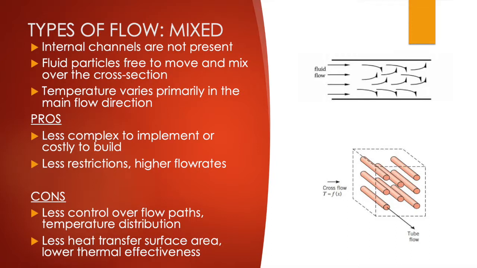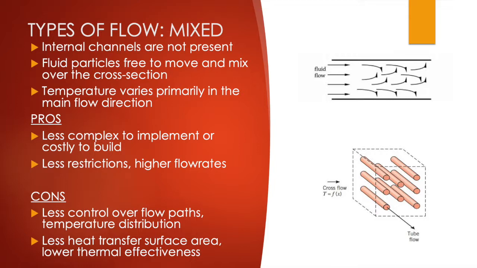Next, let's talk about types of flow in a cross-flow heat exchanger. First, we have mixed flow. The primary characteristic of a mixed flow type is the absence of internal channels which direct the flow and prevent mixing. This can be troublesome since the fluid is allowed to undergo turbulent mixing, in which the temperature profile in the transverse or cross-flow direction spreads evenly throughout the flow, preventing temperature variation in this direction. In addition, since there are no channels to direct the flow, fluid particles are free to move in the main flow direction instead of in the transverse direction.